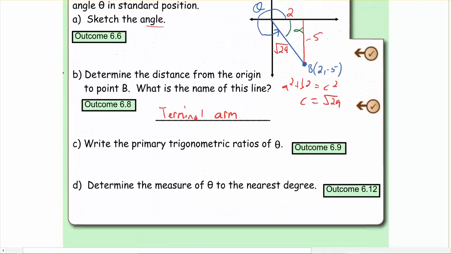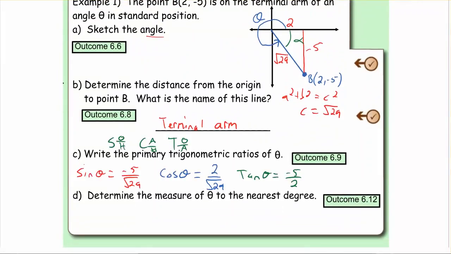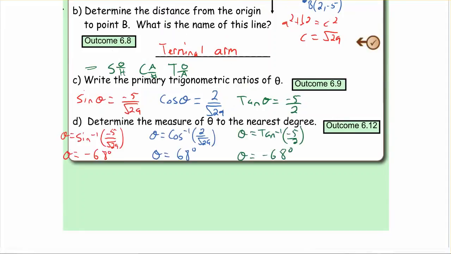So now write the primary trigonometric ratios. I'm just going to pause that and do it. Okay, so just using SOHCAHTOA, you can figure out the trig ratios right there. Now determine the measure of theta to the nearest degree. Okay, so I just put the numbers in here.